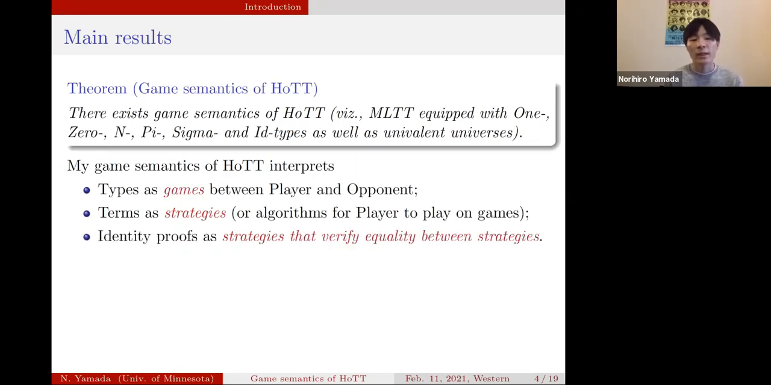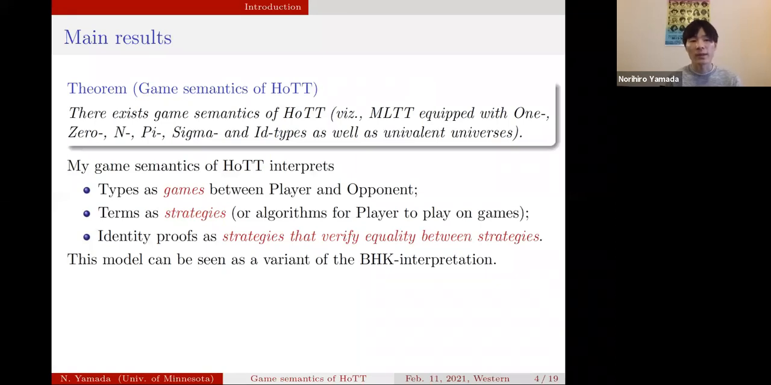And particularly, identity proofs as strategies that verify equality between strategies. And I find this intuitively natural from the view of the BHK interpretation, because identity proofs should be some computation that verifies equality between two computations. So if you regard strategies as a particular notion of computations, then you can think of this game semantics as a variant of the BHK interpretation.